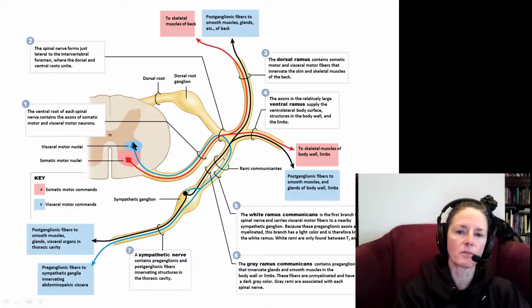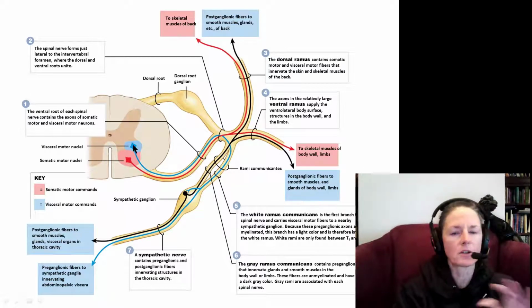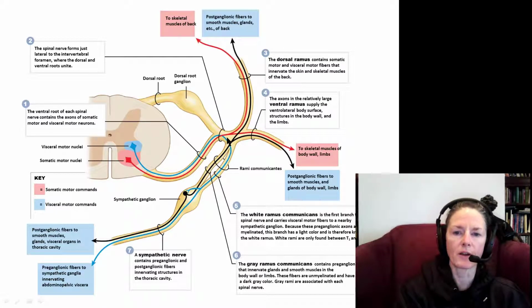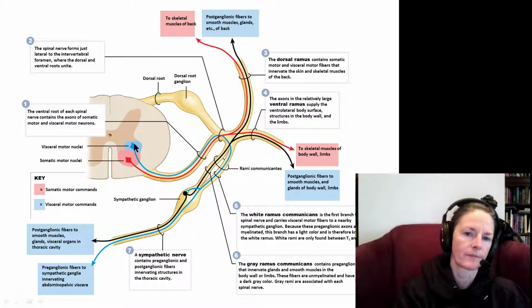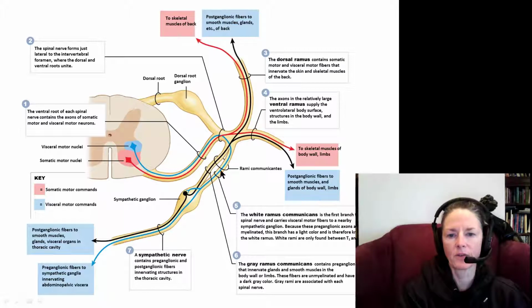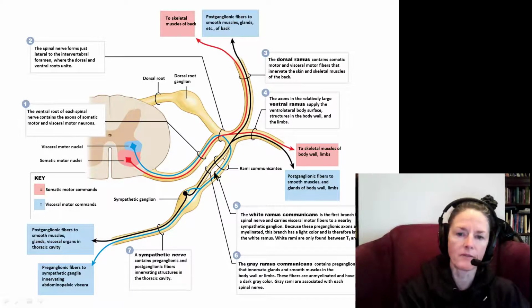We will have visceral motor function, and this is a little bit different. So once it leaves the ventral root to join the spinal nerve, typically it will first enter into one of these rami communicantes, and it will enter into this white ramus communicans. And this white ramus communicans is so called because it's going to have myelinated axons. Most of these axons arising from the visceral motor nuclei are going to be myelinated, and so this is going to appear white.